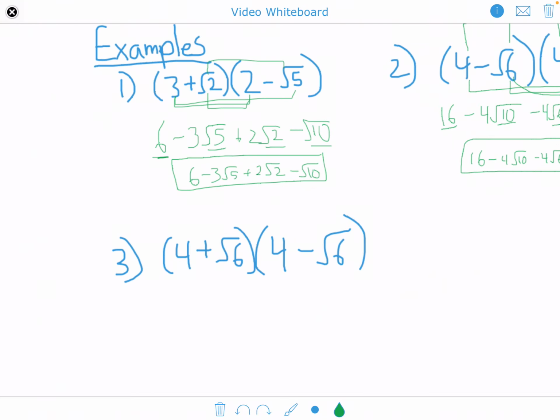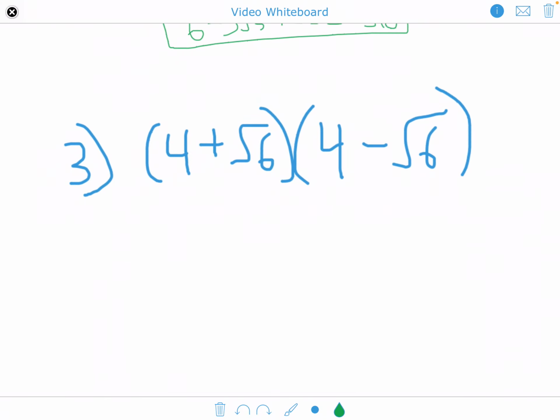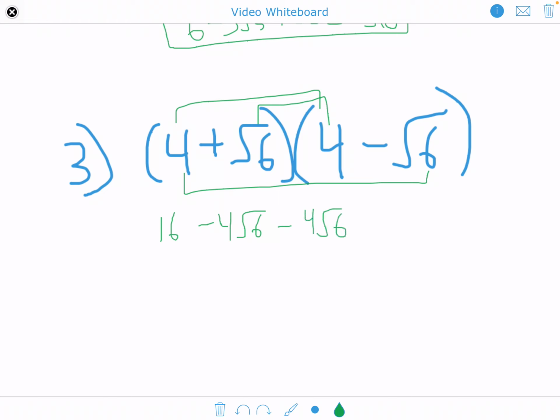Finally, let's look at something like this. Here we have 4 plus the square root of 6 times 4 minus the square root of 6. So we follow our process of FOIL. First, we get 16. Outside, we'll have negative 4 square root 6. Inside, that's going to give us 4 square root 6. Then we go to the last terms, and we've got to be careful here. Root 6 times root 6 is 6. Then we have the positive and the negative, making it negative 6.